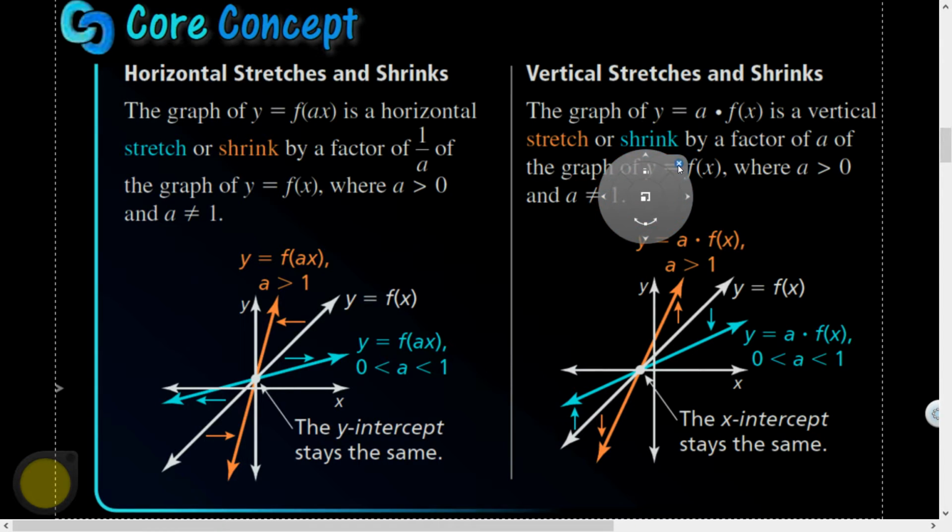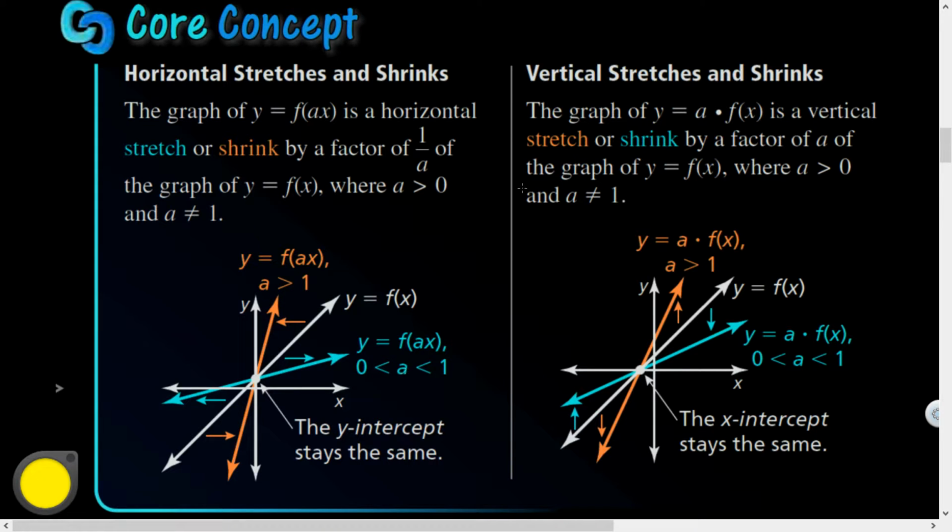Here we go. So yeah, same idea. Notice horizontally, when a is bigger than 1, it's a smoosh. Or sorry, when a is between 0 and 1, it's a stretch for horizontal values. The opposite of what you would have expected, right? And then for vertical, it does it exactly as you'd expect. If you multiply the entire function by some number, it's a stretch when it's bigger than 1, and it's a smoosh when it's between 0 and 1.